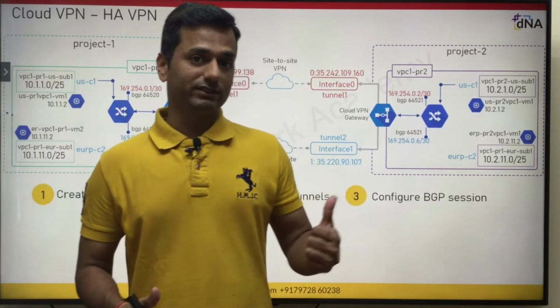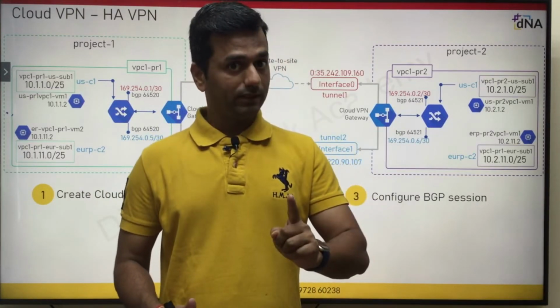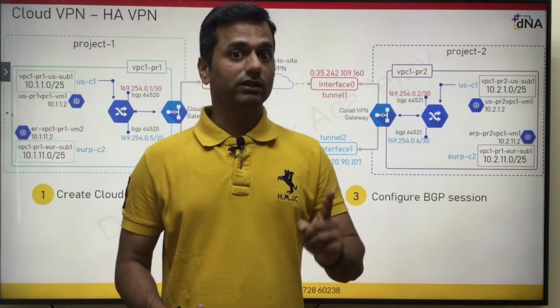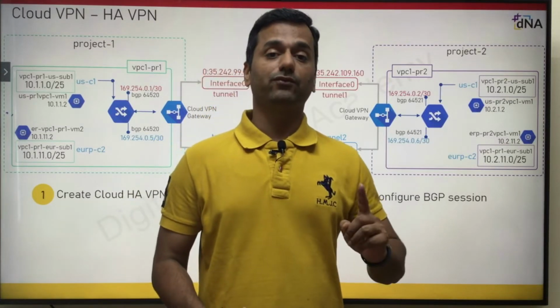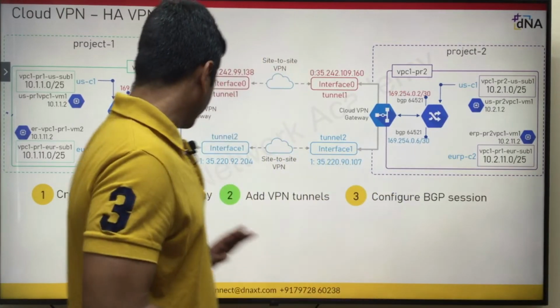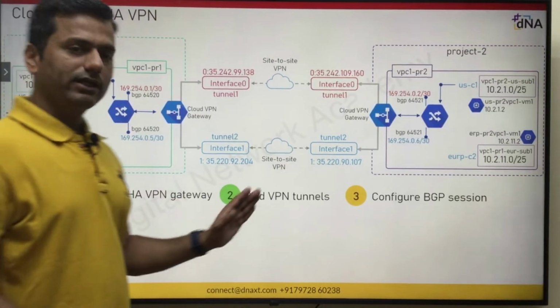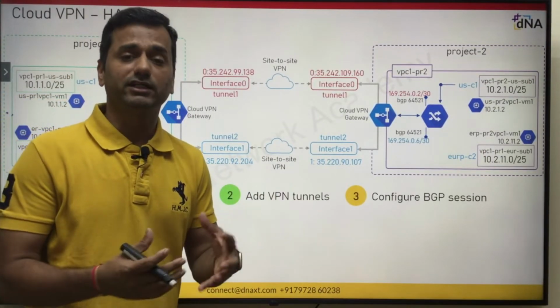So in part 1, in the last session, we talked about the HA VPN, how it works, what components we would require, and how many steps we have to follow to configure the HA VPN. Basically 3 steps: create the cloud VPN gateway, add the VPN tunnel, and configure the BGP session. Before configuring, let's first understand the topology.